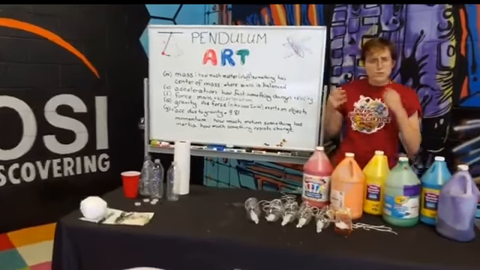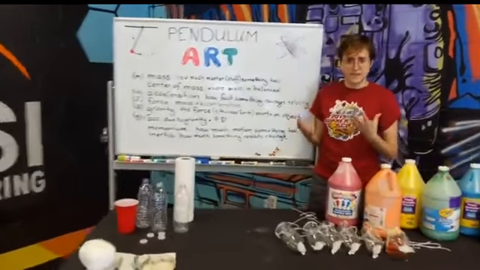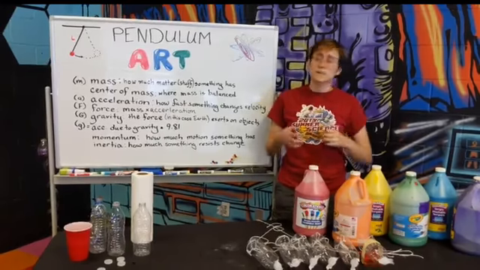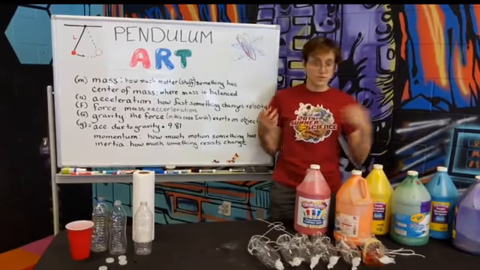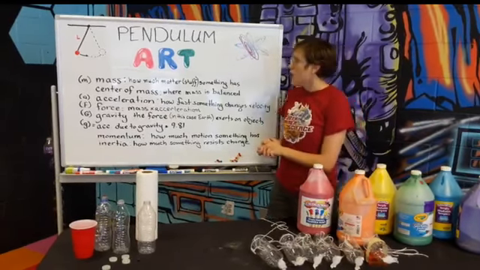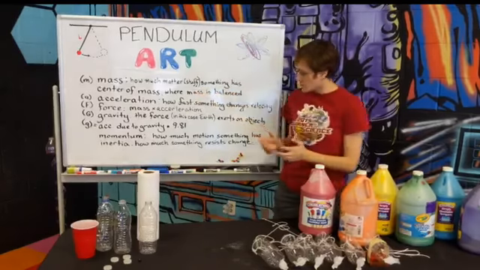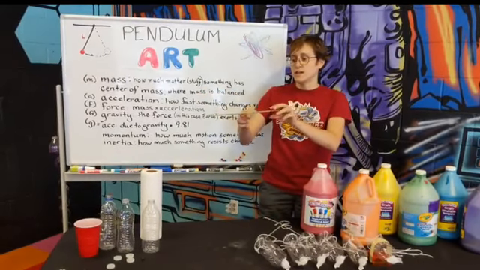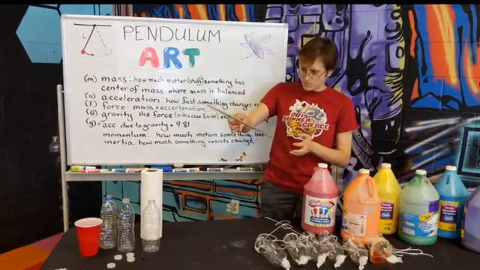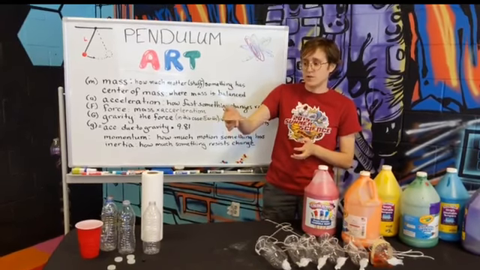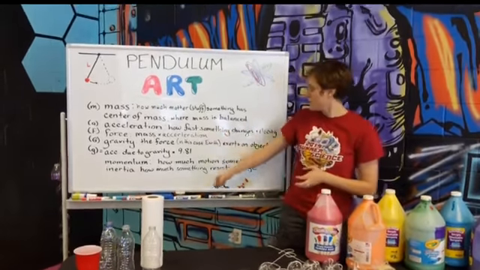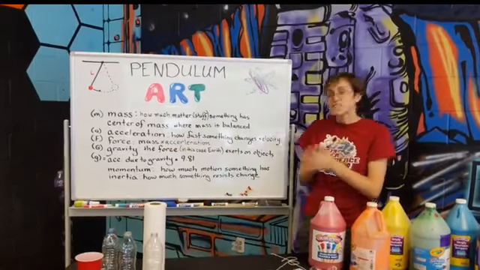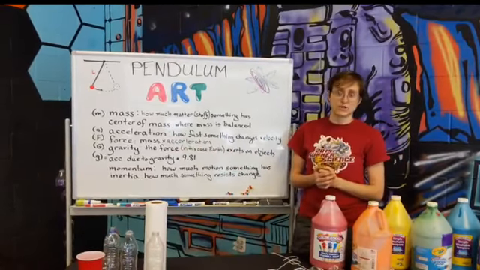Mass is how much matter or stuff something has. Now, how much mass your pendulum has might impact the art that you can make today, as well as the center of mass. So where something is balanced, where the mass is balanced on your object, is going to determine kind of the pattern you get with your pendulum today. And acceleration, we talked a little bit about yesterday. That's how fast something is changing velocity.